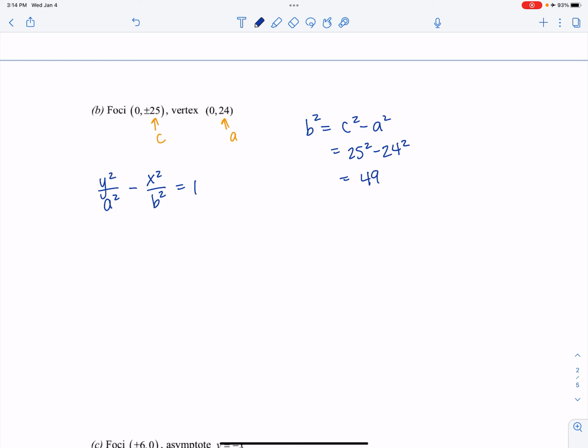If you throw that through your calculator, it'll be a big number minus another big number, and it'll come out to 49, which is cool. b squared equals 49. We have a squared, which is 24 squared. So y squared over 576 minus x squared over 49 equals 1. And there we go.